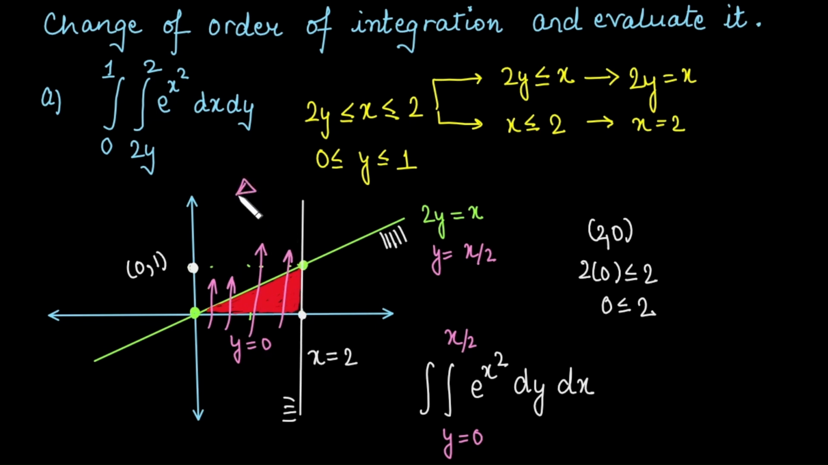So suppose you are standing over here and we are putting a light on this region. The shadow of this region is from this point to this point. This point is the origin. In this case the value of x is 0. This point is x equal to 2. Hence the upper limit is 2. Now we can evaluate this.